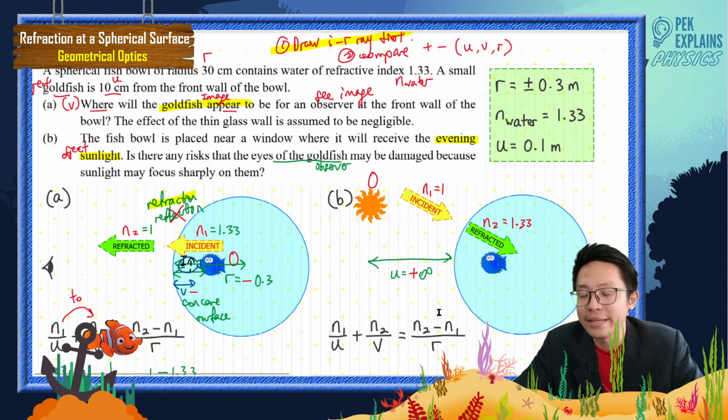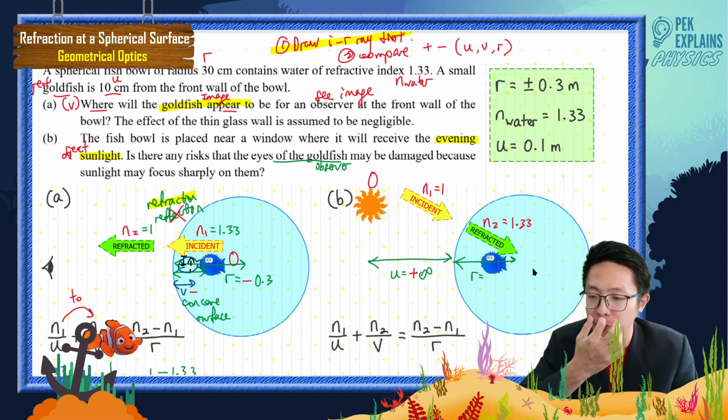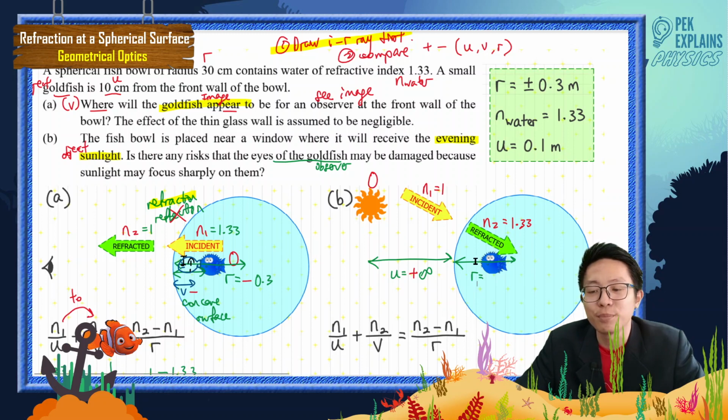Now, how about the radius of this surface? Is the radius of this surface to the left or to the right? Of course to the right, because we just follow the shape. The shape is curved to the right, so the radius is to the right. Is this radius positive or negative? This radius of course is positive, because it is on the same side as the refracted ray. Understand or not? This radius is positive.